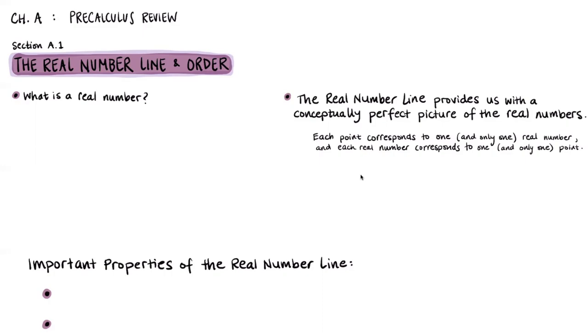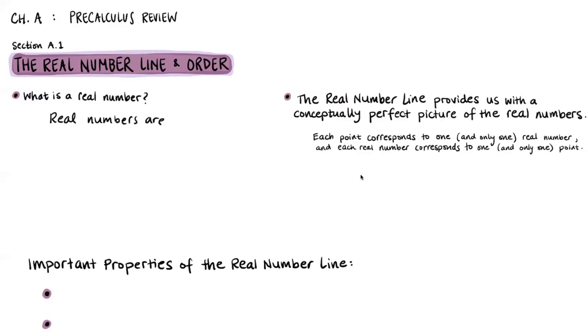So let's get started. The real number line in order. So first, what is a real number? Well, real numbers are essentially every number that you can think of. So we have things that are called natural numbers, integers, rational numbers, irrational numbers, and we also have imaginary numbers. Those are the only ones that are not included in what we call real numbers. Okay, so this is just conceptual stuff. I'm not going to really test you on this or anything like that, but just to give us some background.